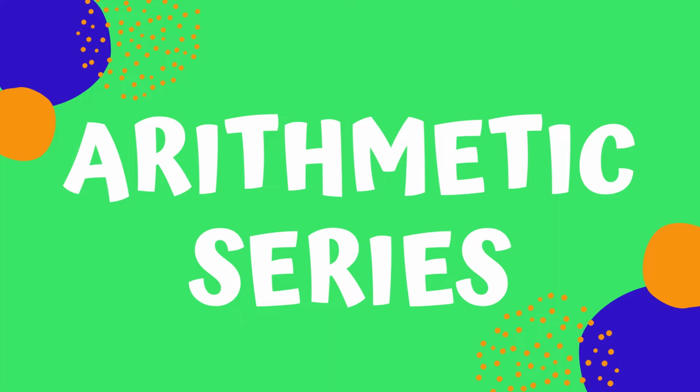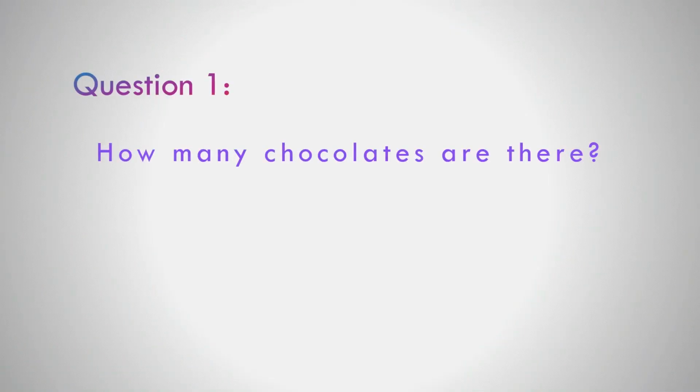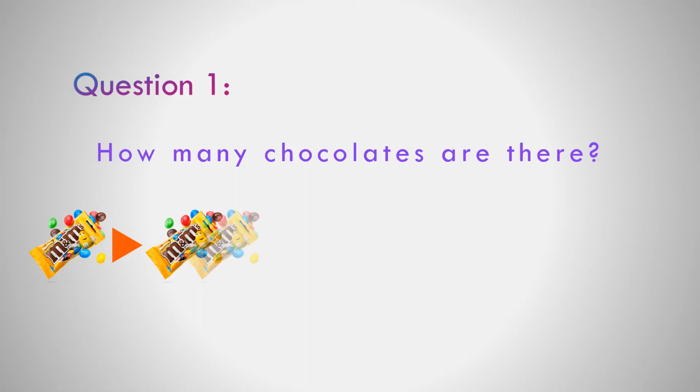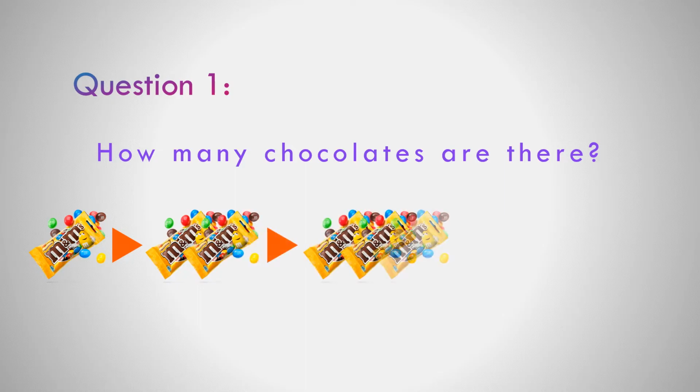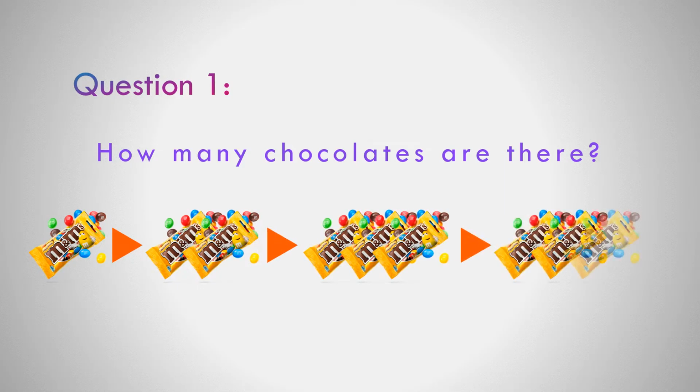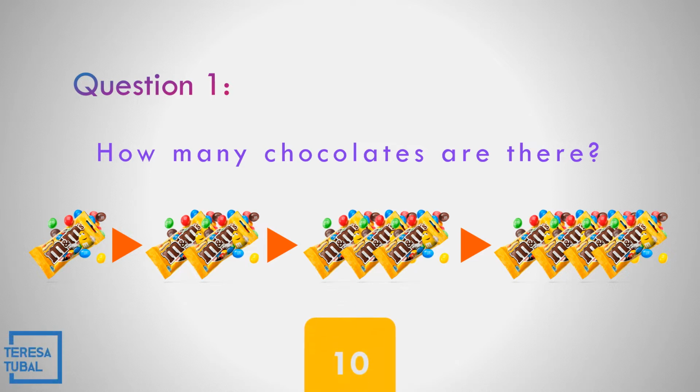Are you ready to learn about the arithmetic series? Let's go. Question number 1. How many chocolates are there? Any idea? Correct. The answer is equal to 10 because 1 plus 2 is 3, 3 plus 3 is 6, 6 plus 4 that is equal to 10.